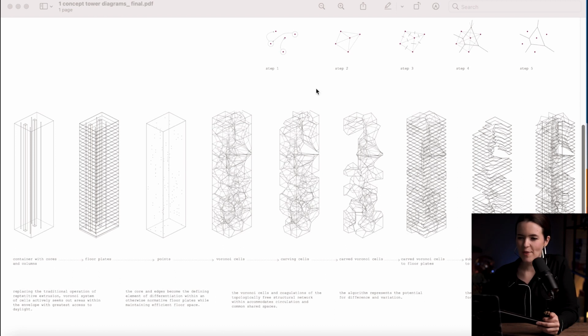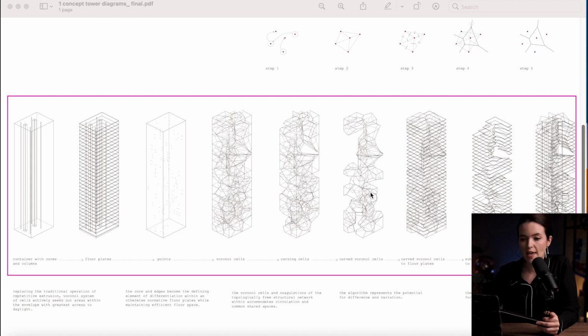This was what I called my concept board, where I broke down the process of the thinking. The key thing here is when you are working on a project, you want to illustrate your process. So that's why I started to lay out the process of my thinking and how I started to develop the form and how the form of the building came to be.